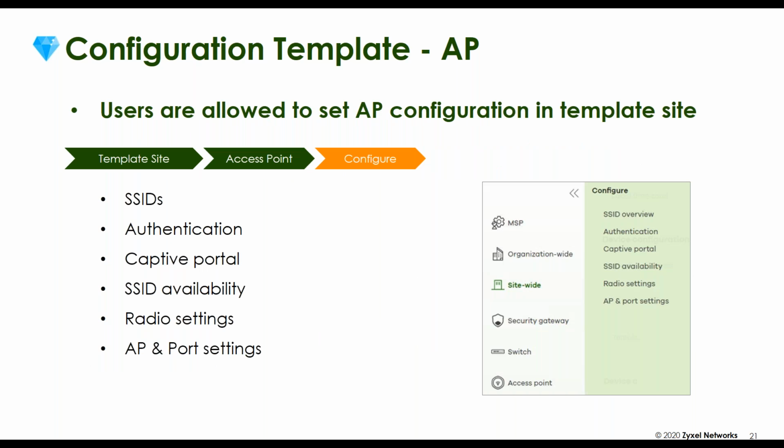So users are also allowed to set AP configurations in the template. This is something which has recently been added. So the configuration template is still a work in progress to provide you all the facilities. So things such as SSIDs, authentication, captive portals, SSID availability, the radio settings, and the AP and port settings can now all be configured inside the configuration template. So as I say, if you've got a chain of retail stores and every month they get their SSID or their passwords changed, for instance, you can do it on one site and push it out to all 50 within a matter of minutes.